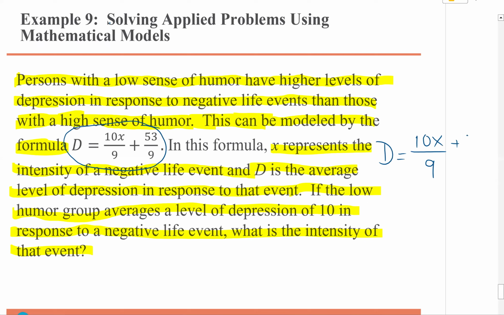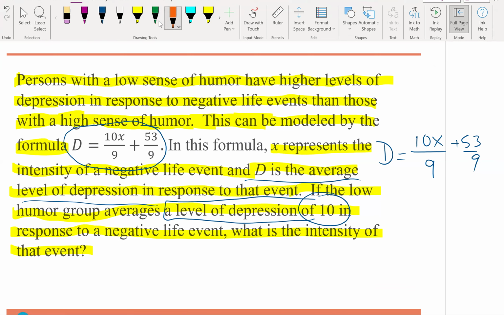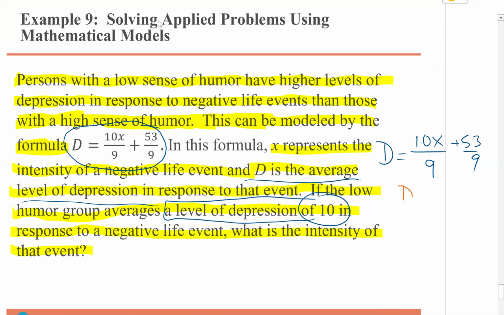So this was our equation. And they gave us 10. That's either x or D. Let's see what they say. If the low humor group has a level of depression, I think that was D, right? D is the average level of depression. Yep, okay, so they gave us D. I was hoping they gave us x, because that would be a lot easier. But of course, no. So I need to replace this capital D with 10 and then solve for x.